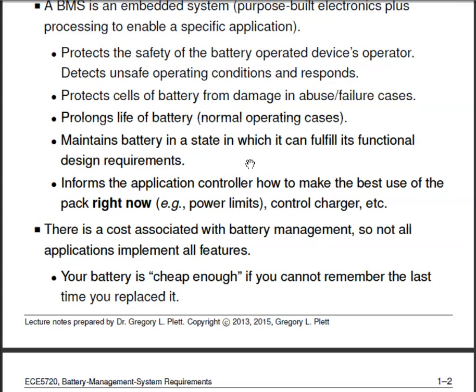BMS maintains a battery in a state in which it can fulfill its functional design requirements. BMS informs the application controller how to make the best use of the pack right now. So at present, whatever the state of charge is, what is to be done so that the battery will give maximum output to the wheels or to the motor without damaging itself.